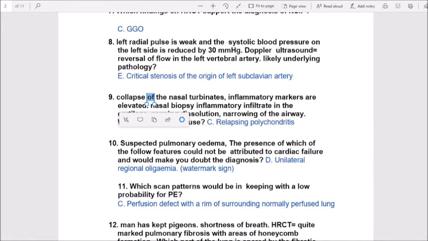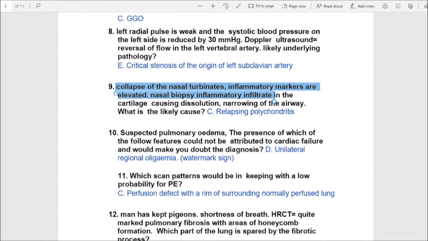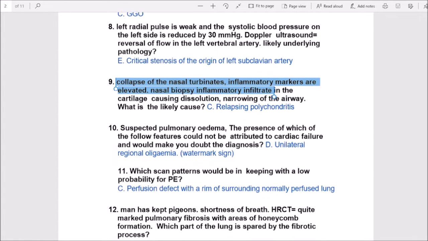Number 9, collapse of the nasal turbinates. Inflammatory markers are elevated. Nasal biopsy shows inflammatory infiltrate and cartilage dissolution. Narrowing of the airway is likely caused by relapsing polychondritis. And these collapse of nasal turbinates, and inflammatory markers, infiltration of nasal cartilage, so it is inflammation, relapsing polychondritis.